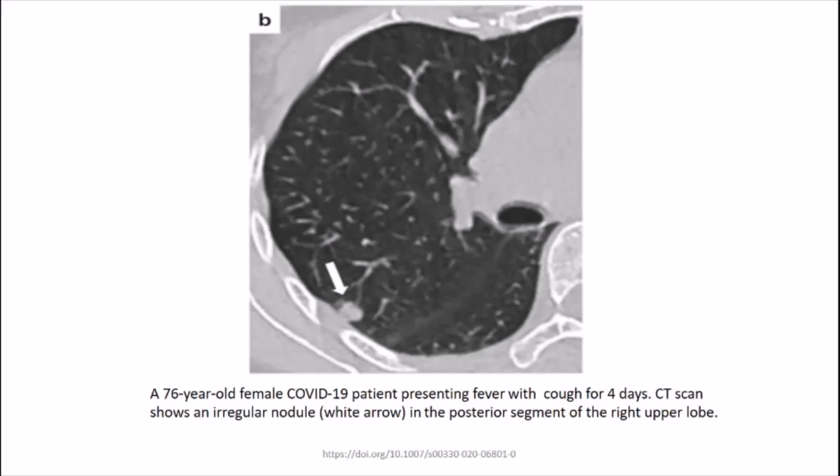This is a 76-year-old female COVID-19 patient presenting with fever and cough for 4 days. The CT scan shows an irregular nodule, as shown by the arrow, in the posterior segment of the right upper lobe.